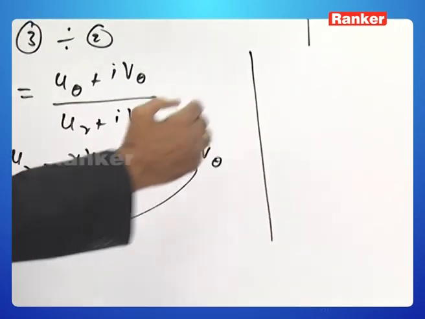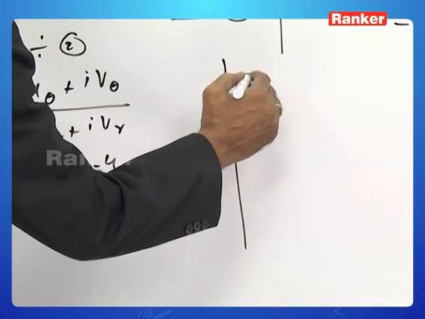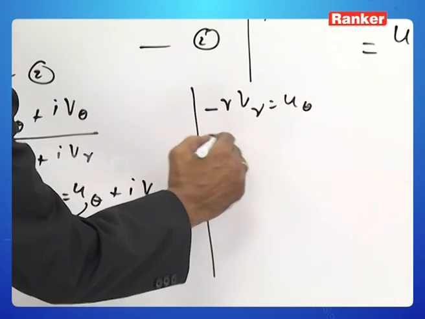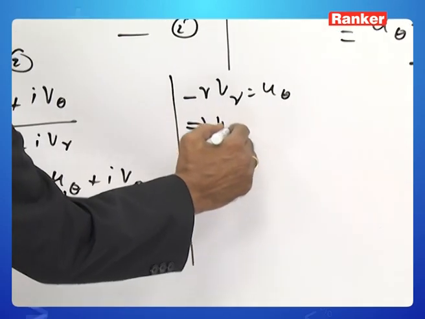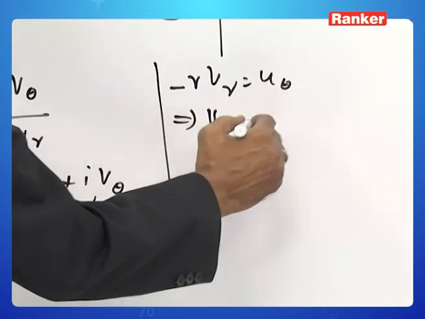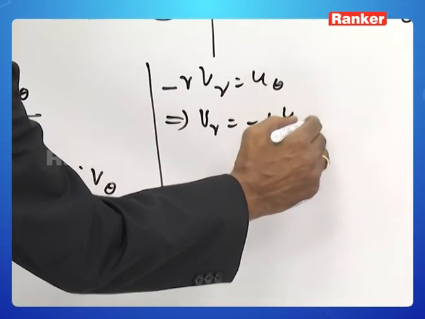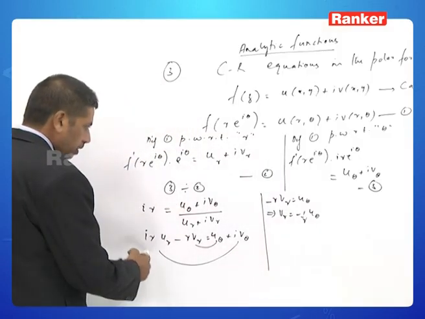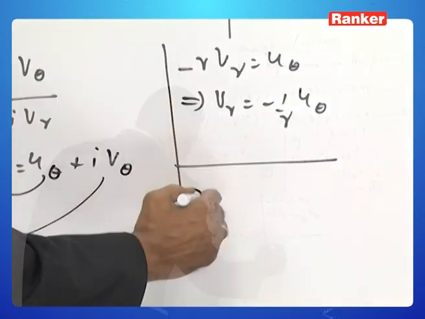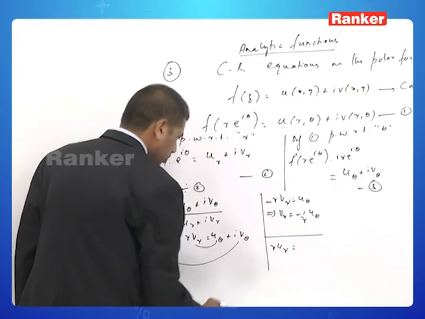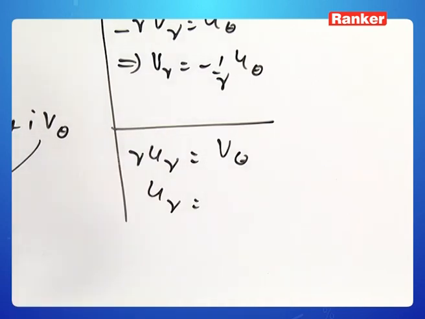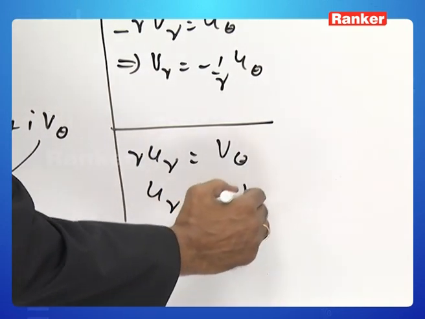From here you will get minus r vr is equal to u theta, which implies vr is equal to minus 1 by r u theta, and by equating the imaginary parts you will have r ur is equal to v theta. Therefore, ur is equal to 1 by r v theta.